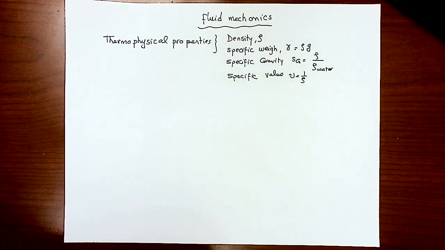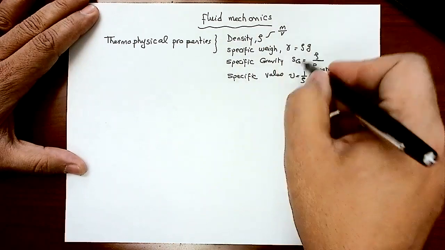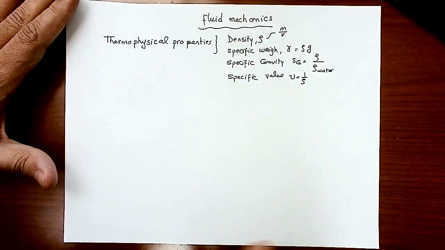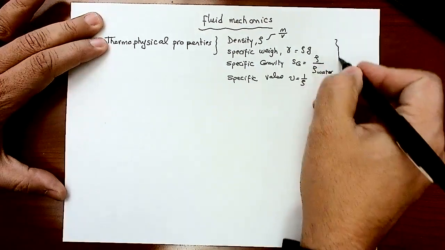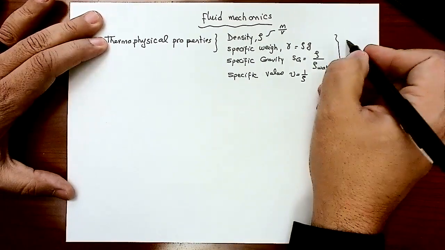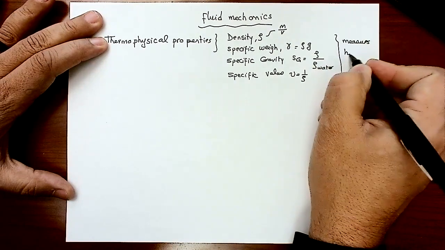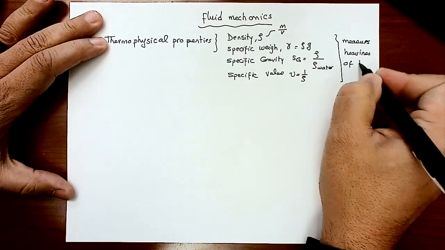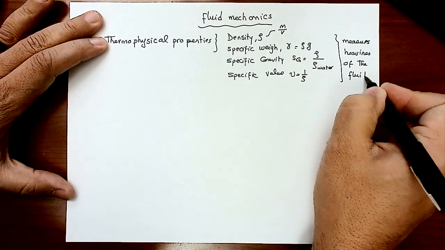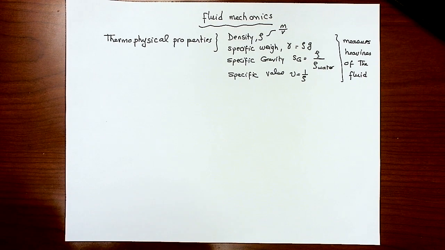If you look at these thermophysical properties, keep in mind that rho is mass over volume, so mass is included in all of these properties. These thermophysical properties measure the heaviness of the fluid. They are all an indication of how heavy or light the fluid is. But there is another very important property that tells us about fluidity.